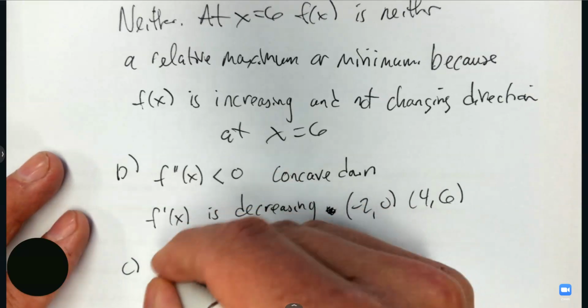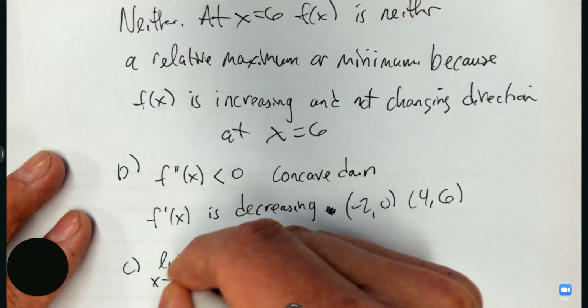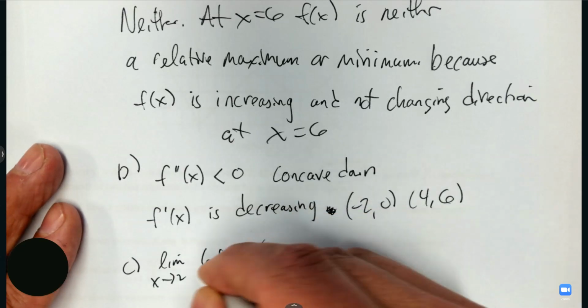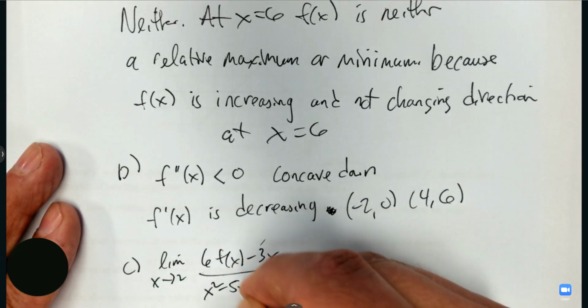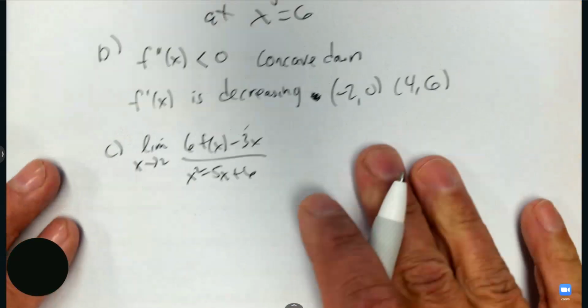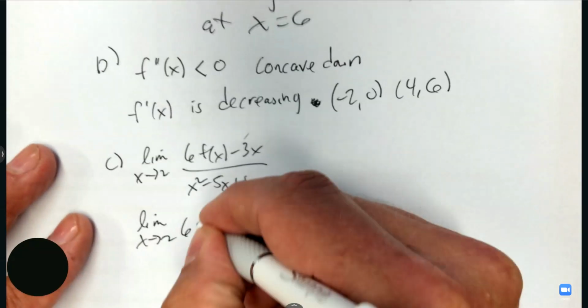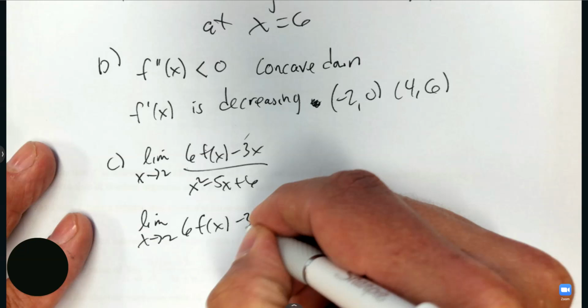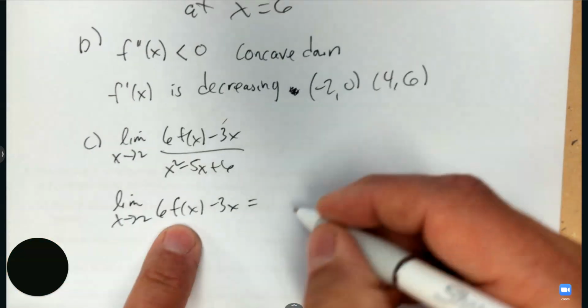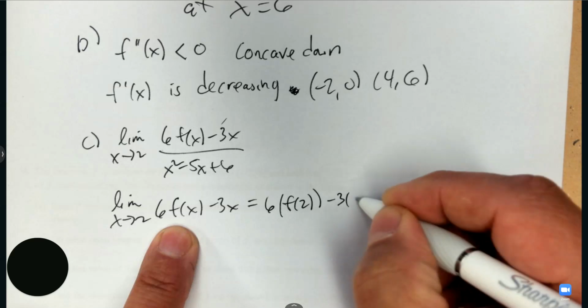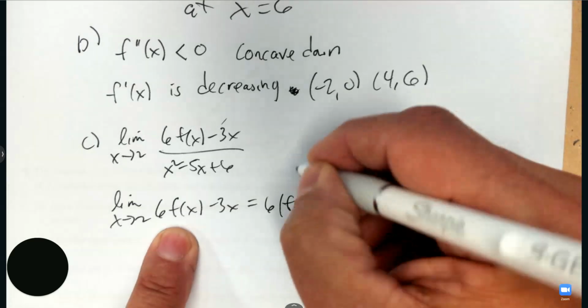Part C. I'm going to write it down right here. This is a limit question. When we have a limit that's a ratio, step one is to separate it. So I'm going to write down only the numerator, and I'm going to evaluate. So for the numerator, it just means plug in 2. 6 times f at 2, subtract 3 times 2. So this one's the tricky one.